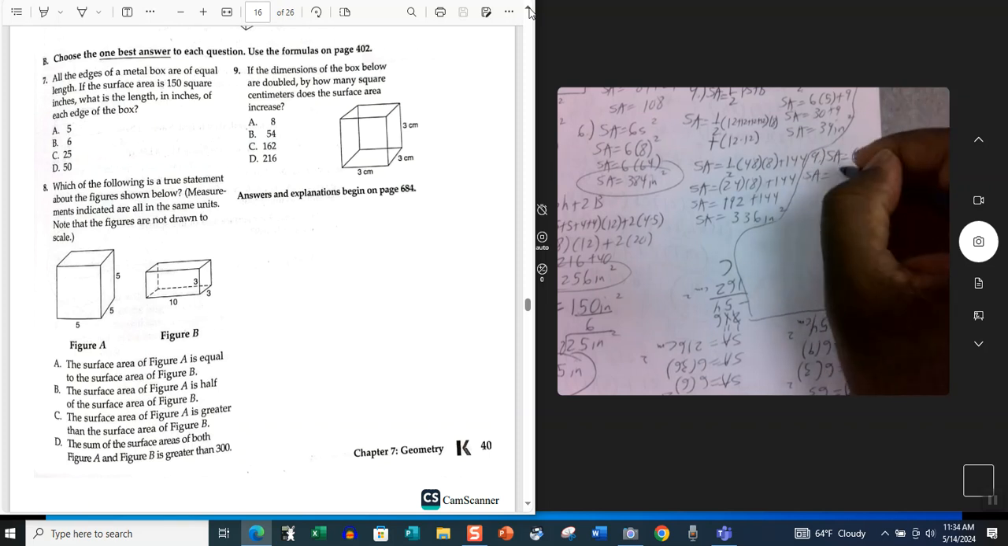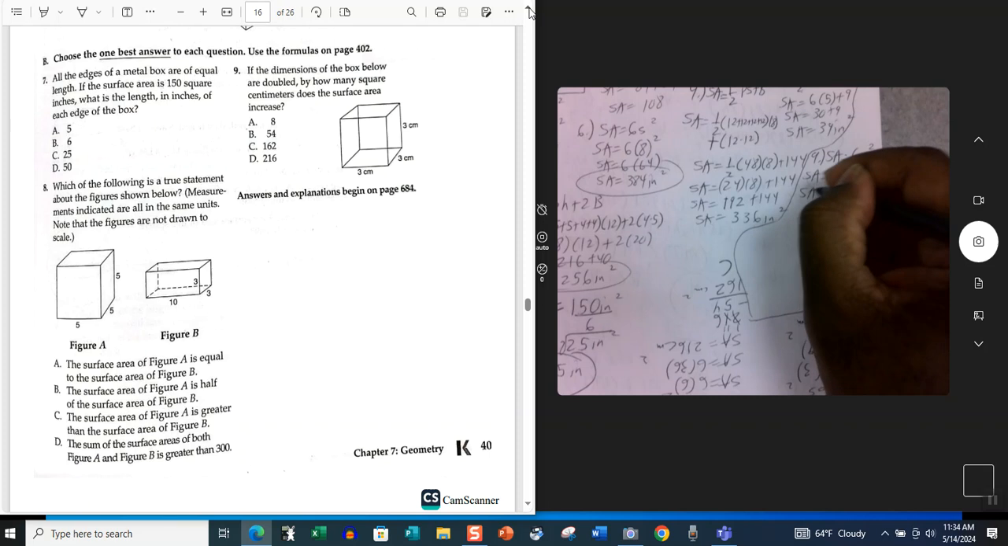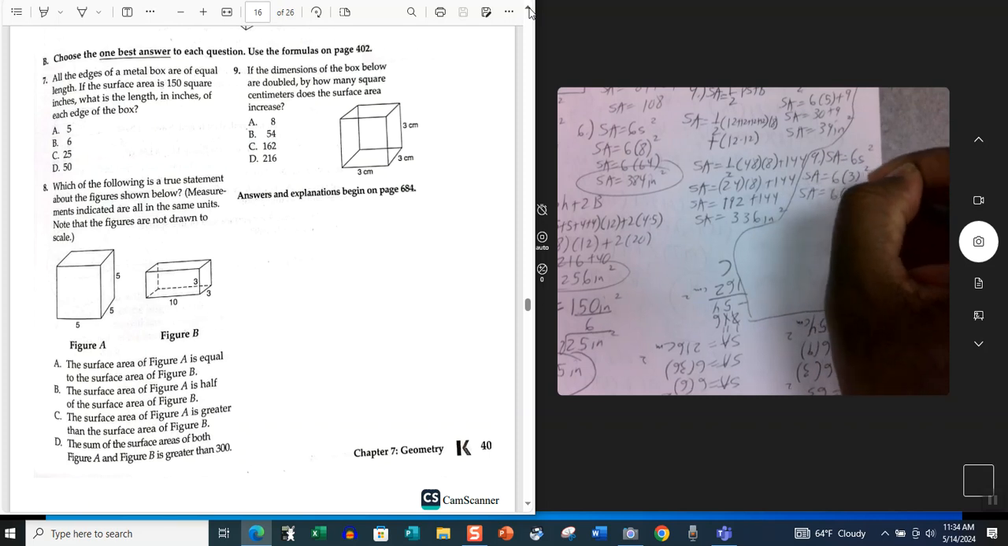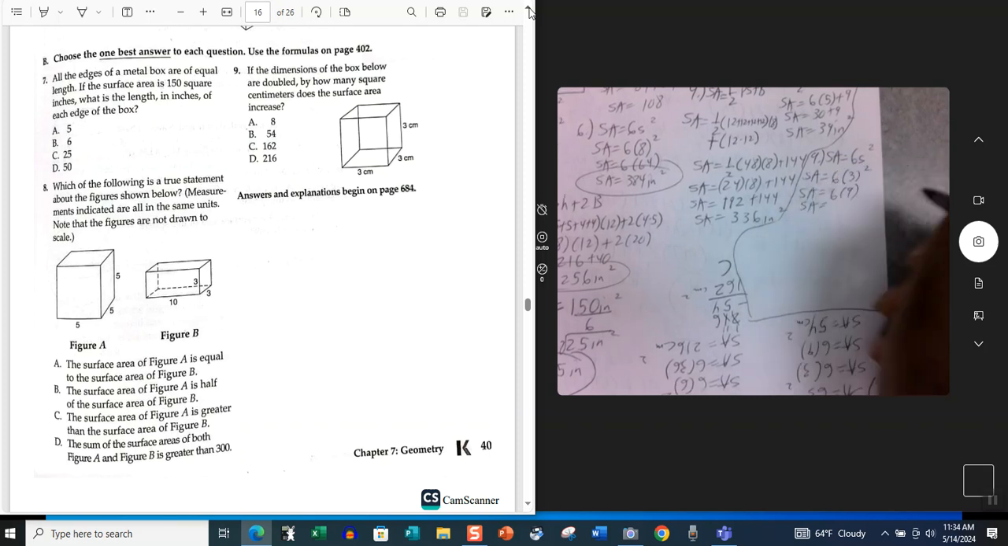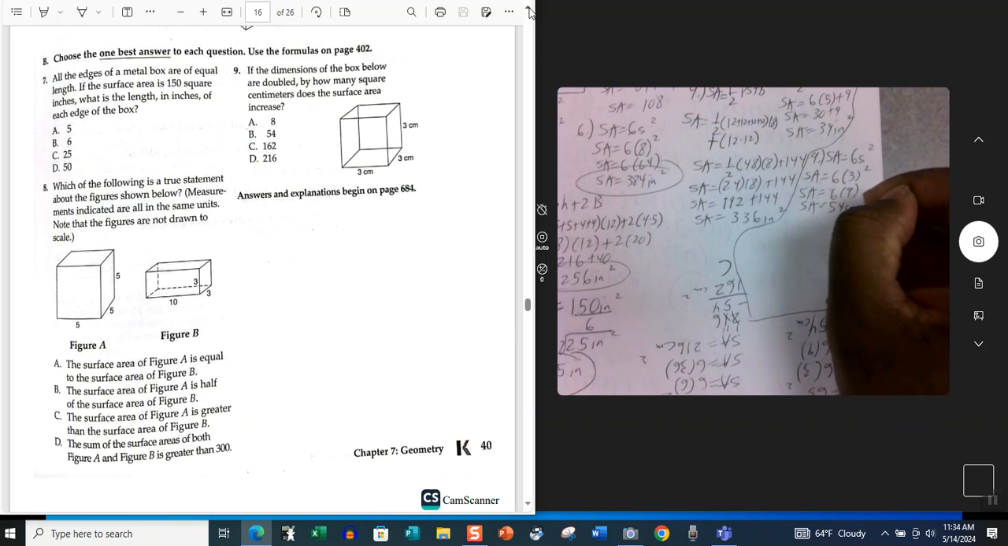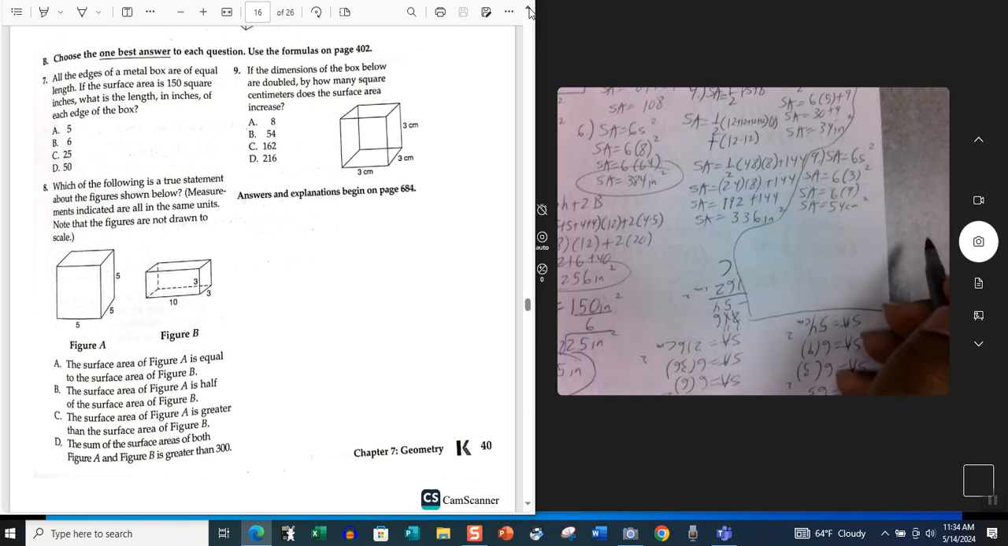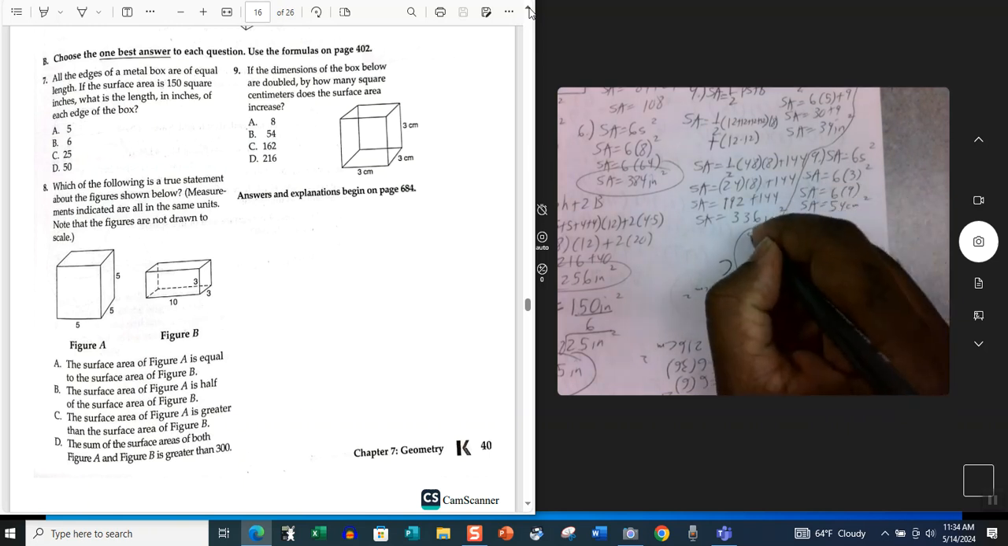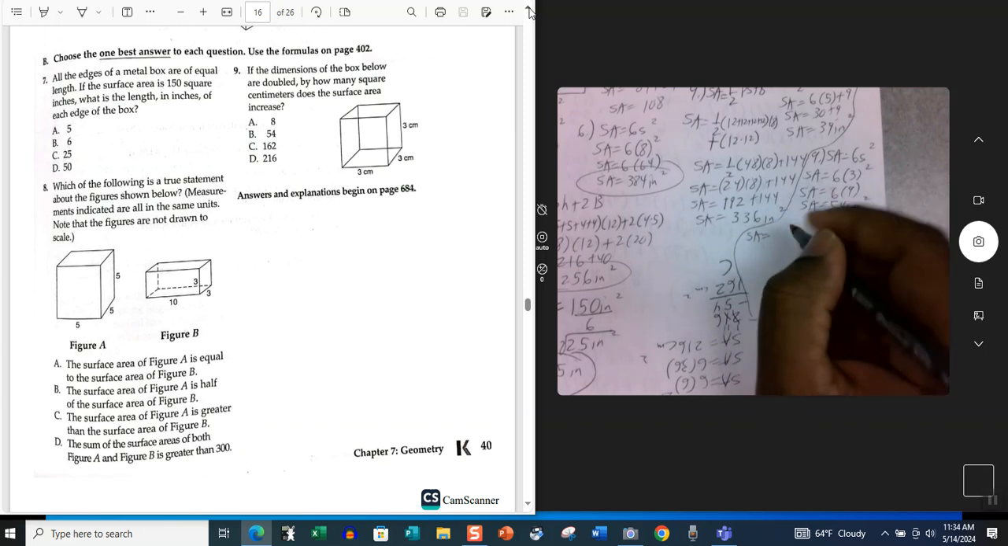So surface area would be 6 times 3 squared. So the surface area would be 6 times 9. So it'd end up being 54 centimeters squared. Okay, so that took care of the original. Now they tell us that each side is double, so we know each side is going to be 6. So we'll do the surface area of that.